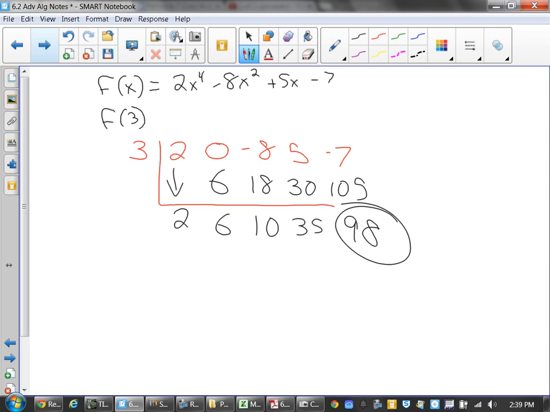This process here, guys, this process of synthetic substitution is going to allow you to eventually factor. You're going to be able to factor polynomials using synthetic, we'll call it synthetic division at that point, to find zeros. It's a very easy method.